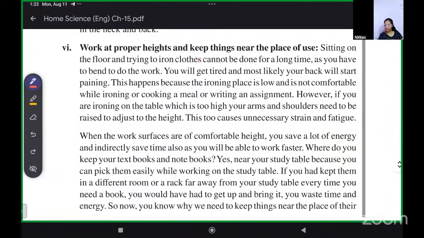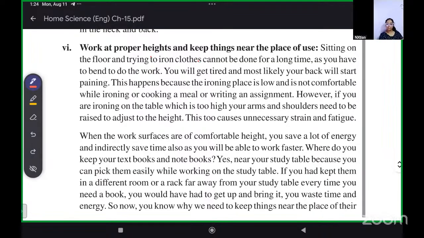However, if you are ironing on a table which is too high, your arms and shoulders need to be raised to adjust to the height. This too causes unnecessary strain and fatigue. When the work surfaces are of comfortable height, you save a lot of energy and indirectly save time also, as you will be able to work fast.